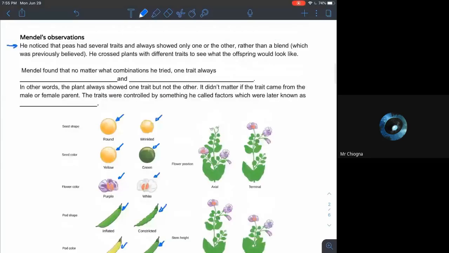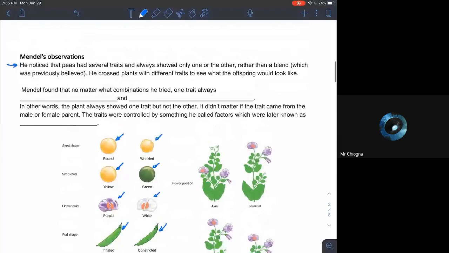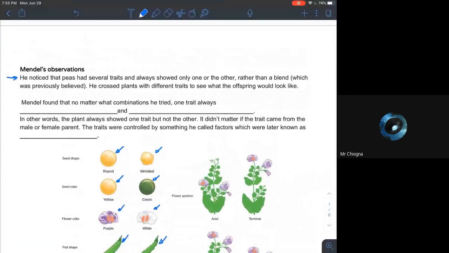And what did he find? He found that there was always one trait that dominated. In other words, that you saw more of, that showed up more often, and masked the others.